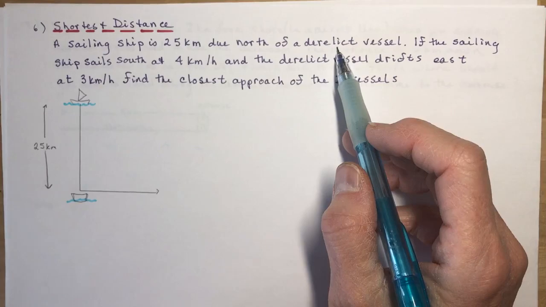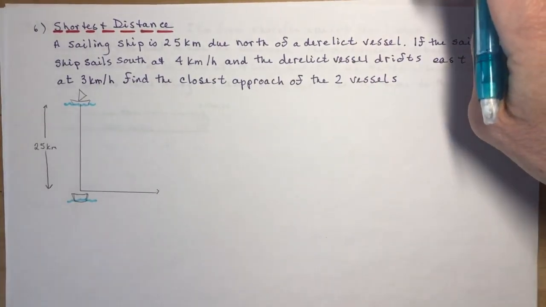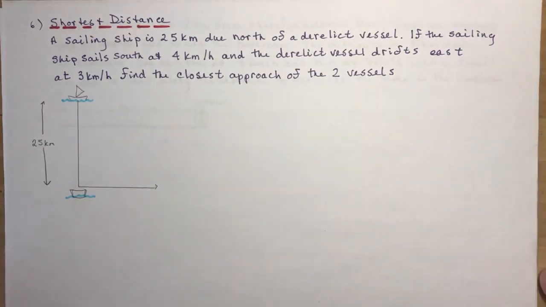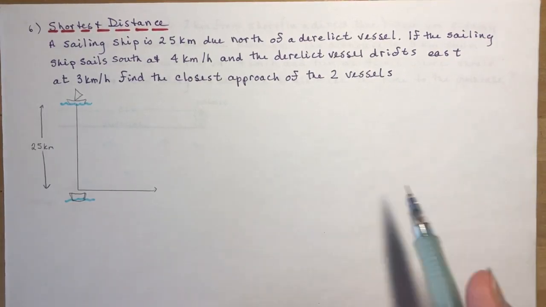A sailing ship is 25 kilometers due north of a derelict vessel. Okay, so a derelict vessel is just one that isn't operational anymore. If the sailing ship sails south at 4 kilometers per hour and the derelict vessel drifts east at 3 kilometers an hour, find the closest approach of the two vessels.